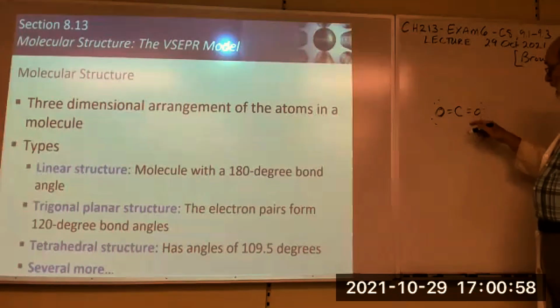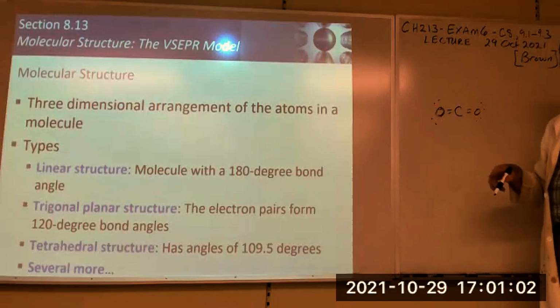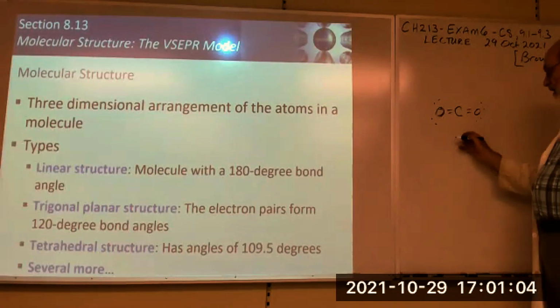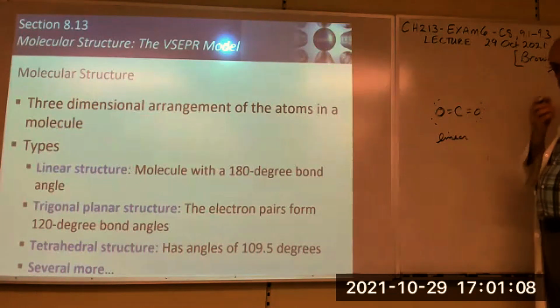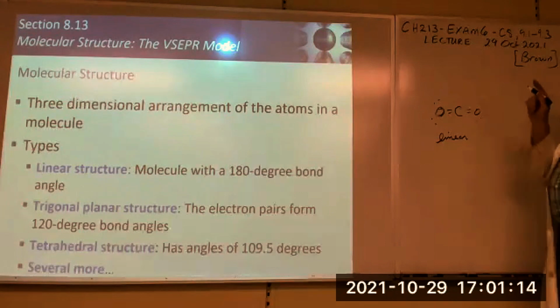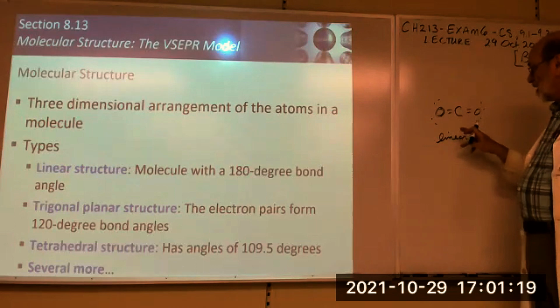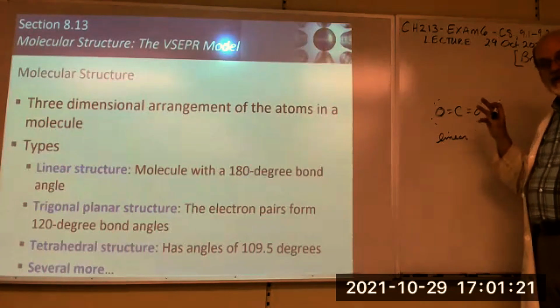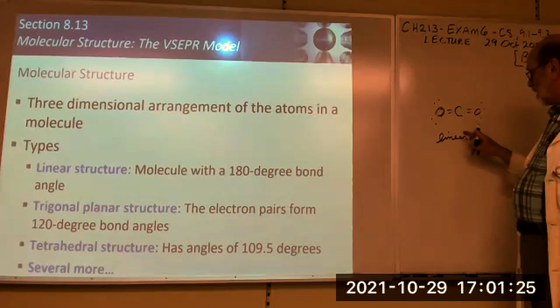So now this one has two electron groups around the central atom. Whenever that happens, the structure is always linear. Now, I might as well introduce it here. This linearity is referencing the electron groups. All right, there's one group, there's another group.